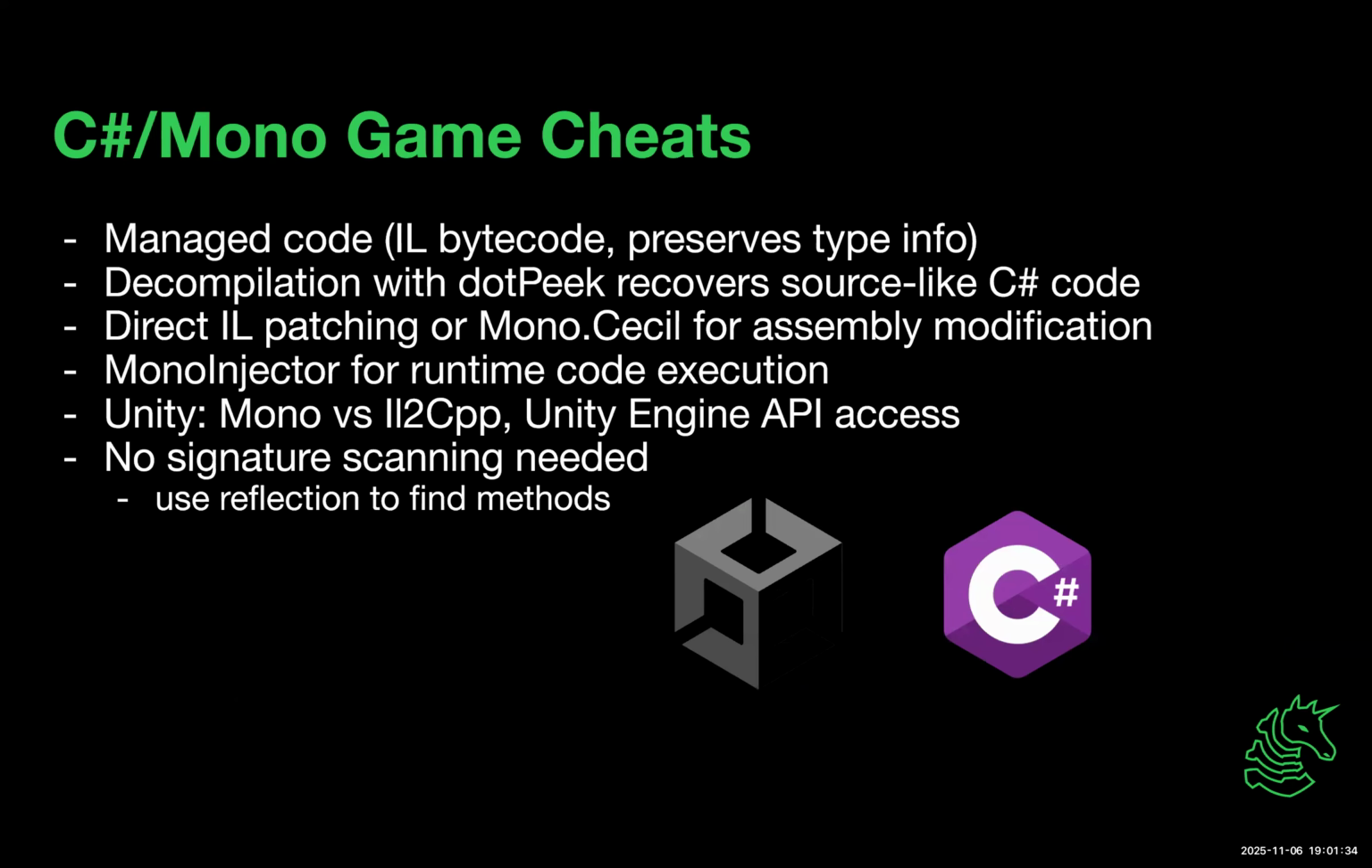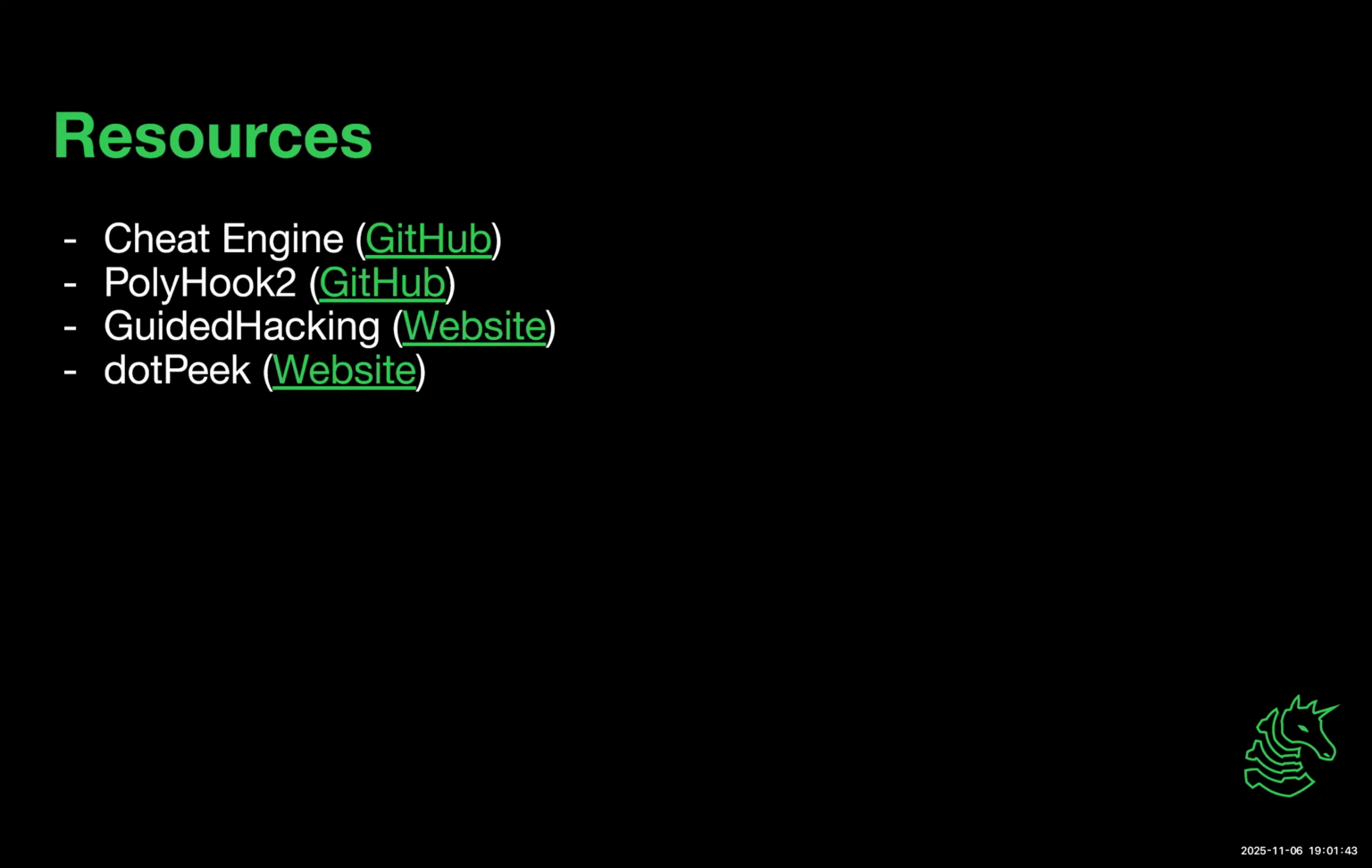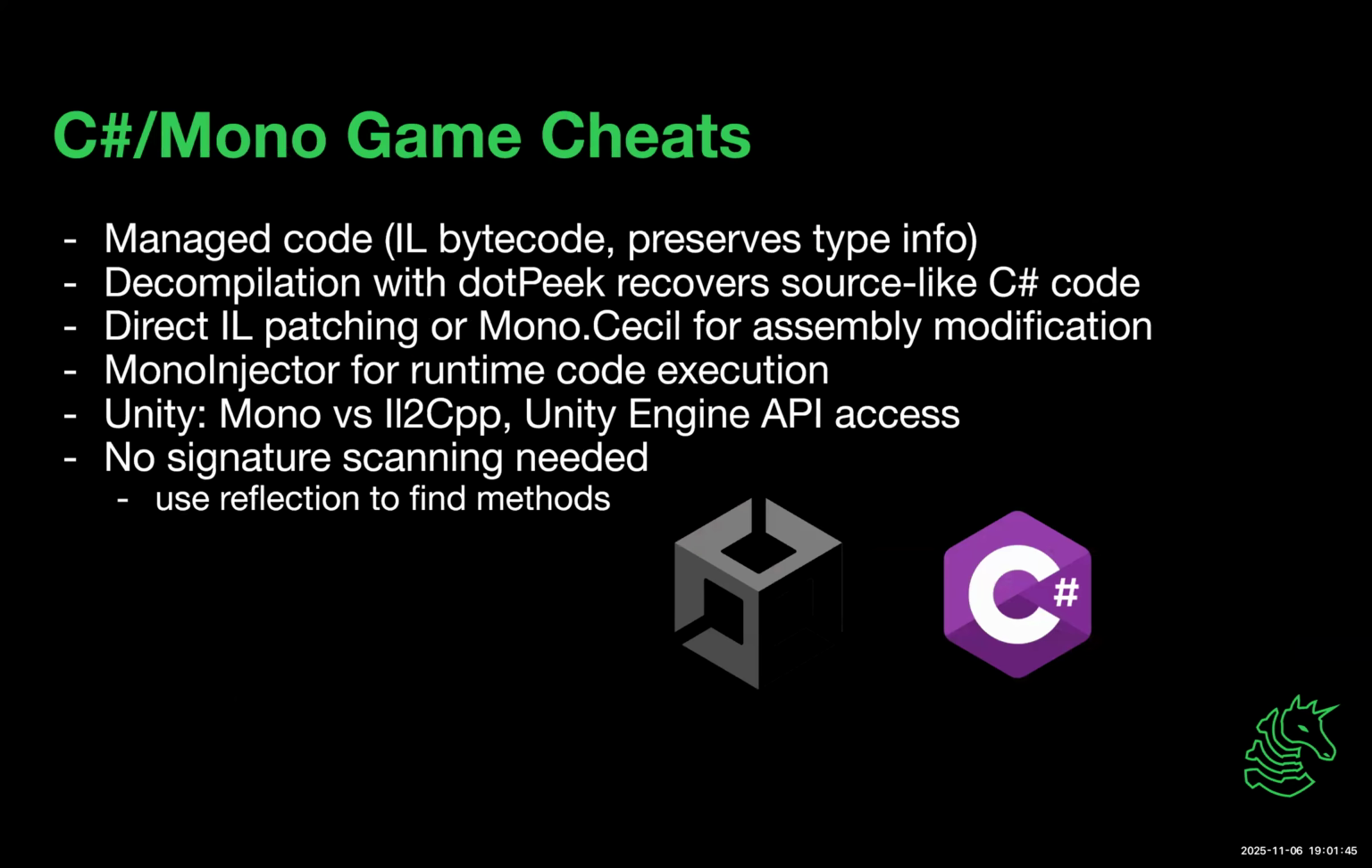Also, honorable mention because Henry asked me to: you can code C# and Mono game cheats. All of this stuff right here is for C++ games, but C# is an interpreted language. You can decompile it almost exactly down to the source code. And you can do direct intermediate language patching, using Mono CSIL for assembly modification. So you can patch your C# assembly in memory.